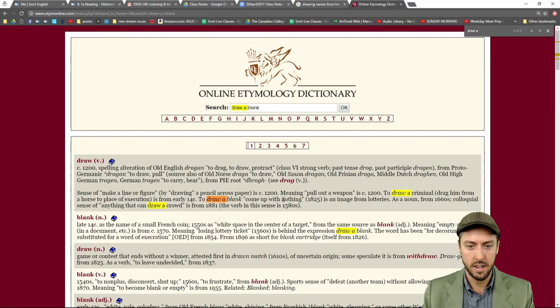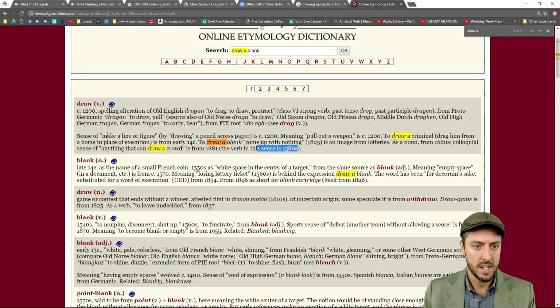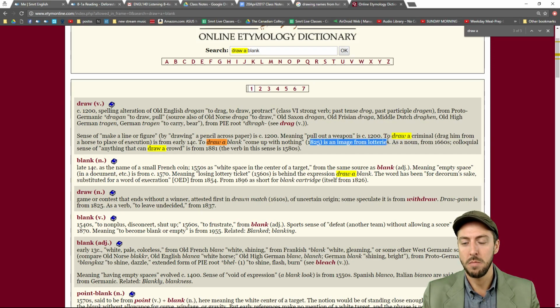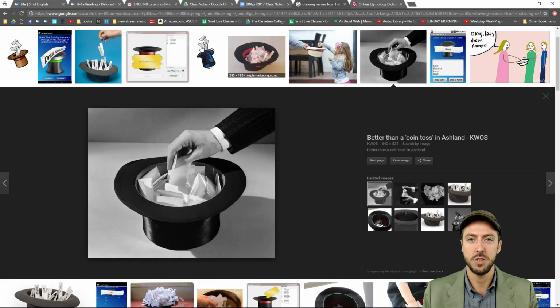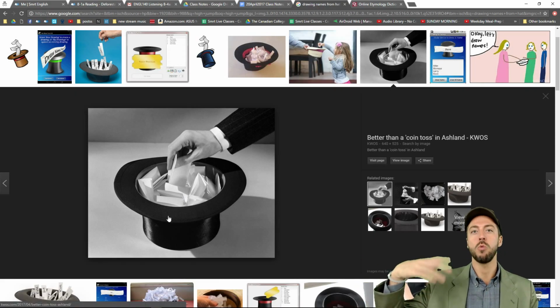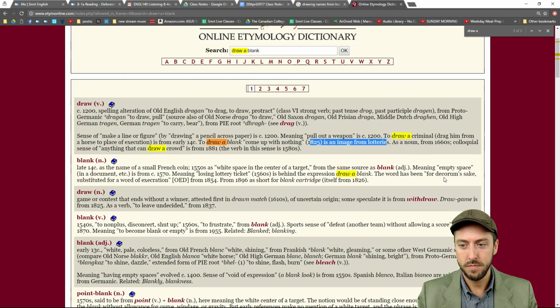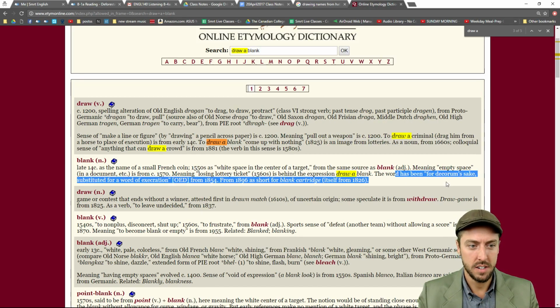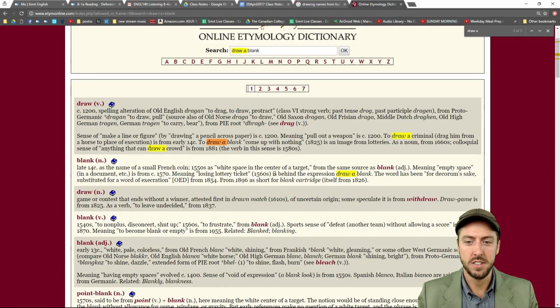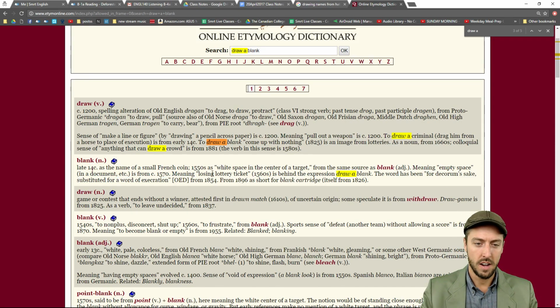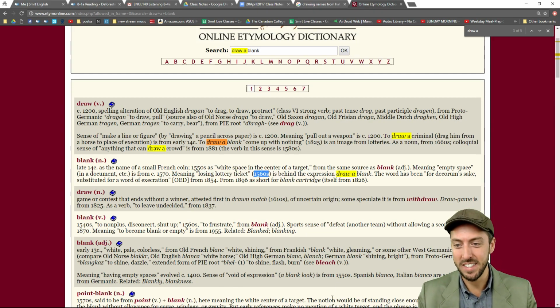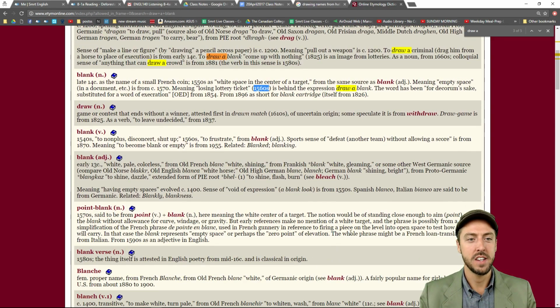Oh, here we go. To draw a blank, comes up with nothing. Sense of making a line or figure. This says, to draw a blank, come up with nothing. 1825 is an image from lotteries. So this image that I showed you is like an image from a lottery, somebody that will win a prize. So it looks like there's an example of draw a blank, meaning losing a lottery ticket is behind the expression. So that is from the 1560s. Wow, that is an old phrase in English.